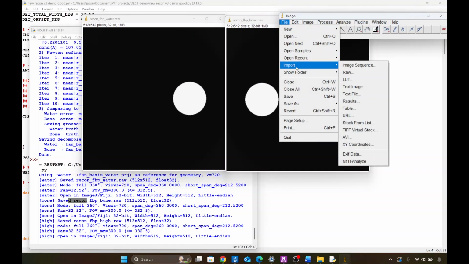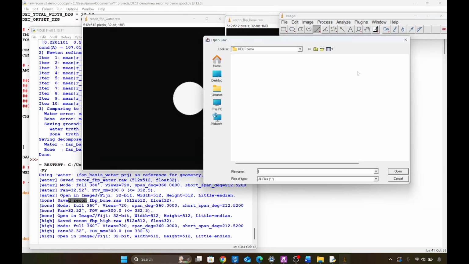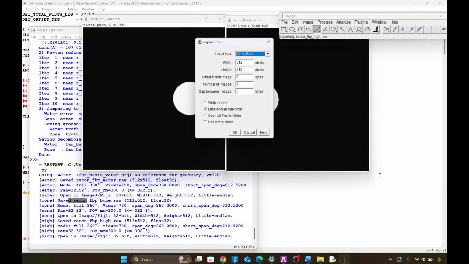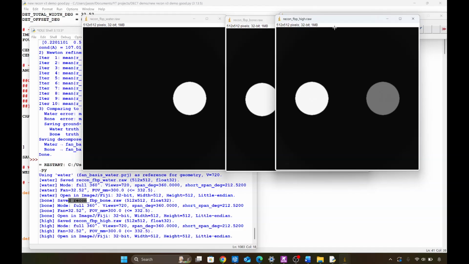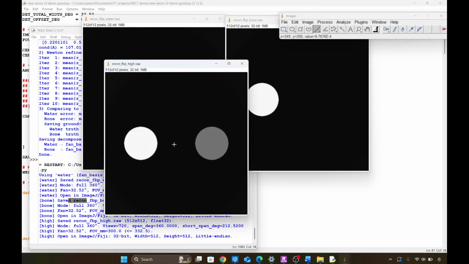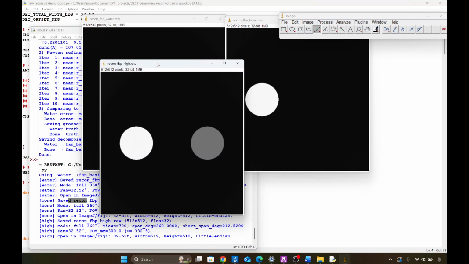And we can also compare with the original projection that has been run through the high energy spectrum. And we will expect to see both inserts. So that's the reconstruction from the high energy spectrum. And lastly, when it's done, we will see the reconstruction of the low energy spectrum.